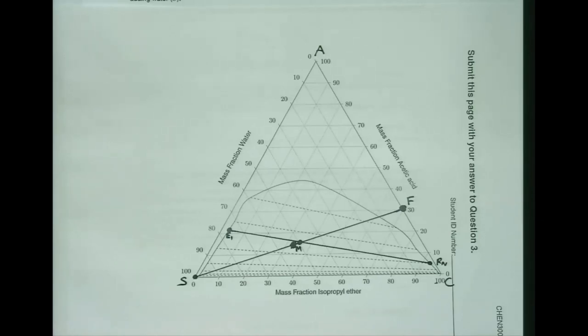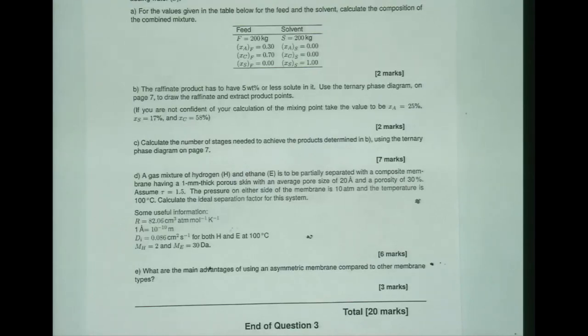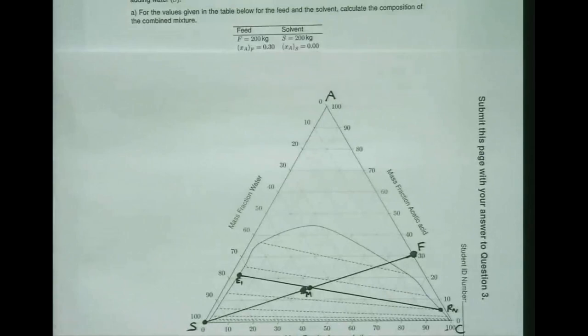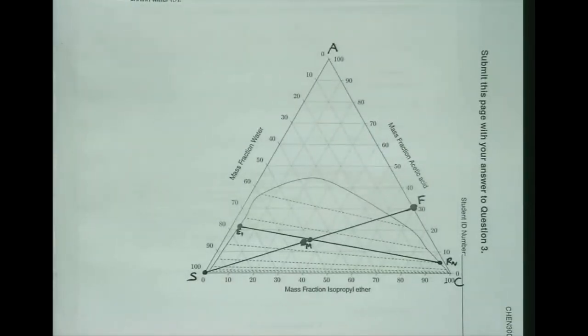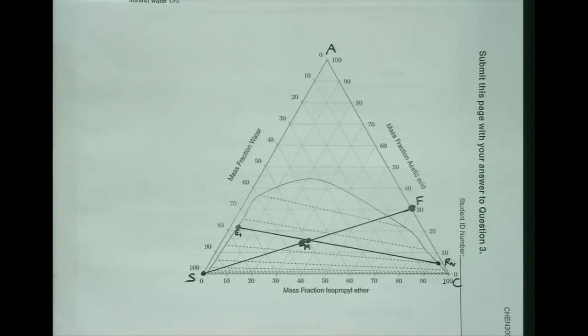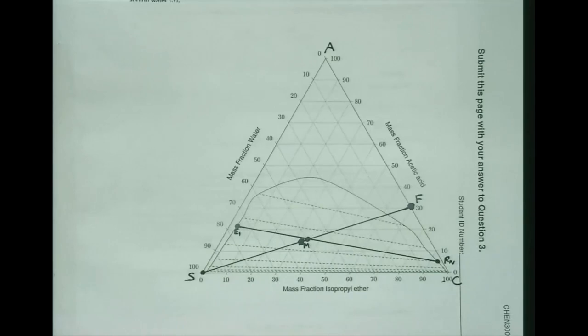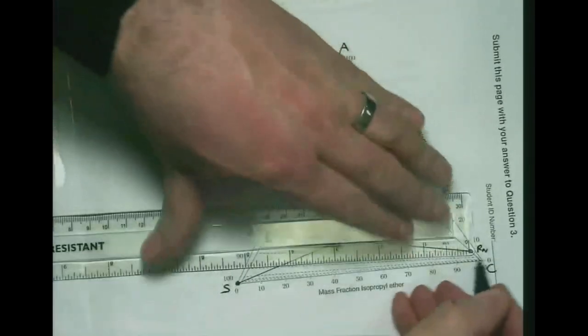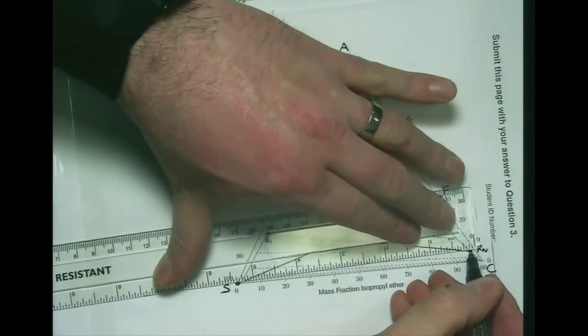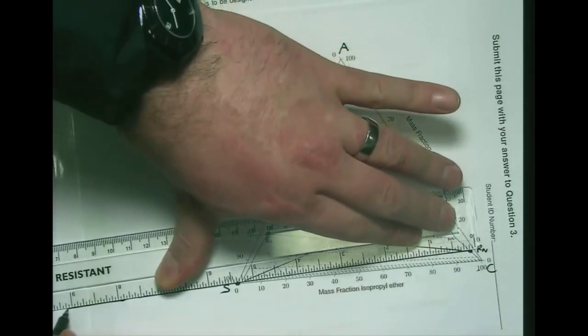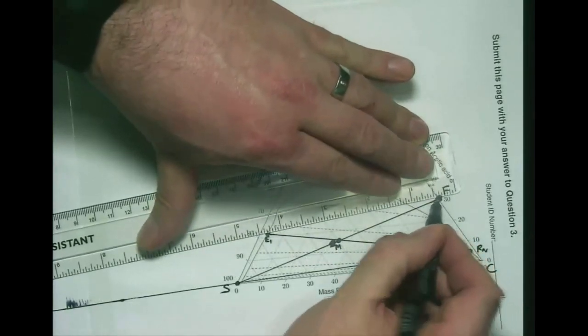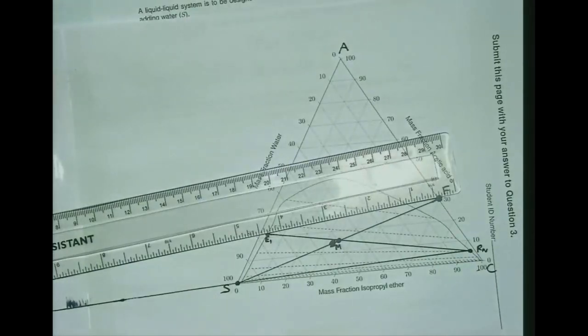The next part of the question asks us to calculate the number of stages needed to achieve these particular products. To do this, we need to first of all plot our operating point. To find our operating point, we know that the raffinate, the solvent, and our operating point all lie on a straight line. And we also know that our feed, our extract, and our operating point all lie on a straight line. So we can draw two straight lines, and unfortunately it was only when doing the calculation that I realised I didn't leave enough room on the paper.